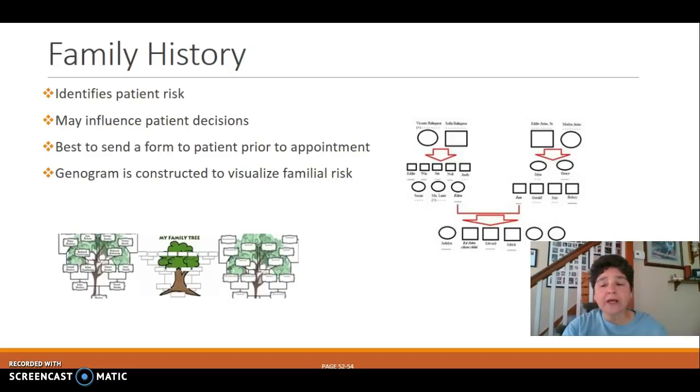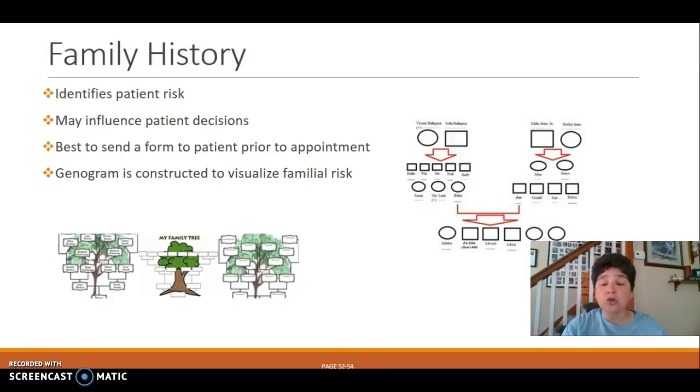Family history, this is pretty obvious. Just looking into all of the patient's family history, this helps us determine what things they're at risk for by looking at their family history, and it can influence the decisions that they make. Once we gather this information, we can construct a genogram, and we're going to talk a little bit more about this in lab, but it's basically a family tree that just gets a little bit deeper with specific things that the patient is at risk for.